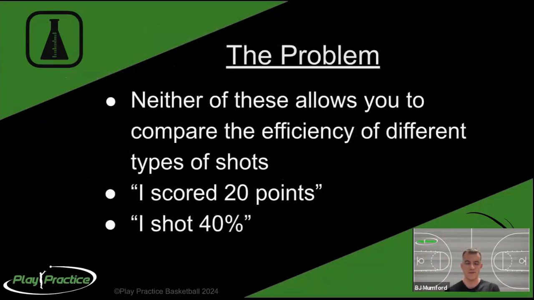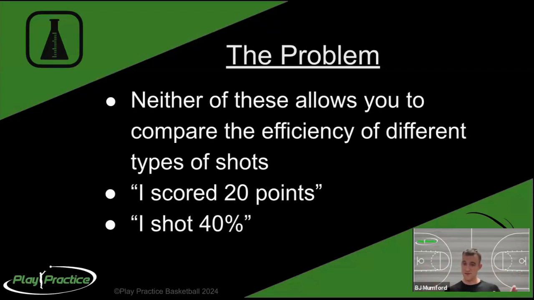Let's talk about the problem with measurement. If we go with field goal percentage or points, neither of these allow you to compare the efficiency of different types of shots. So we can just say, over the whole game, I scored 20 points, or I shot 40% of all my shots, twos and threes, and most of that's mixed together.